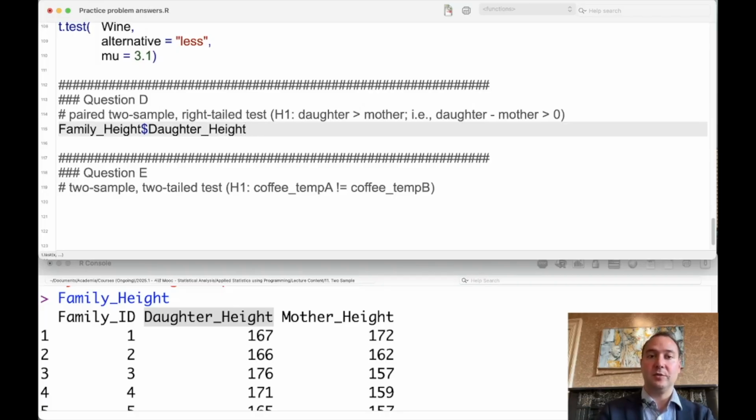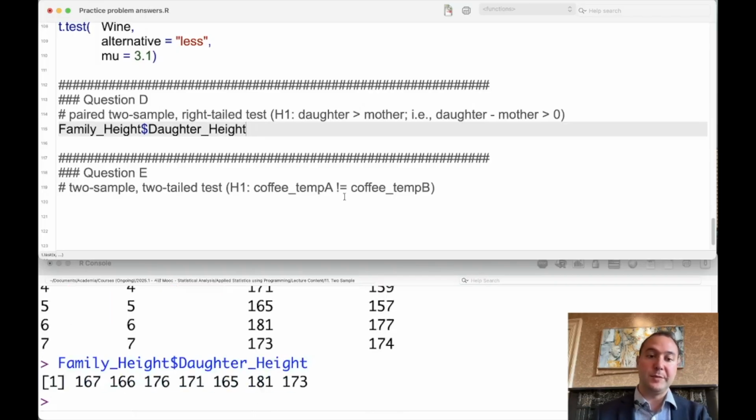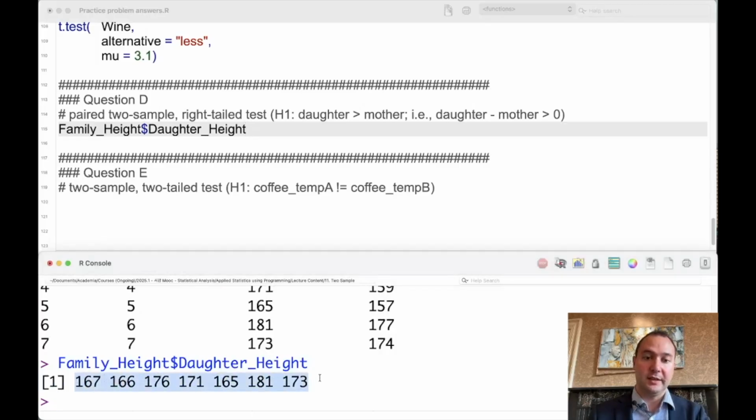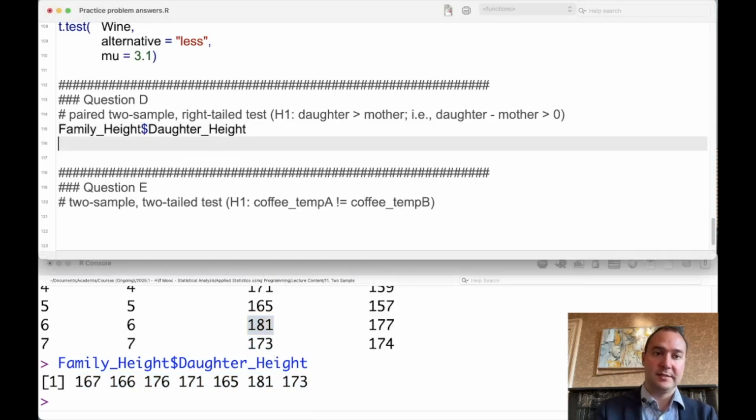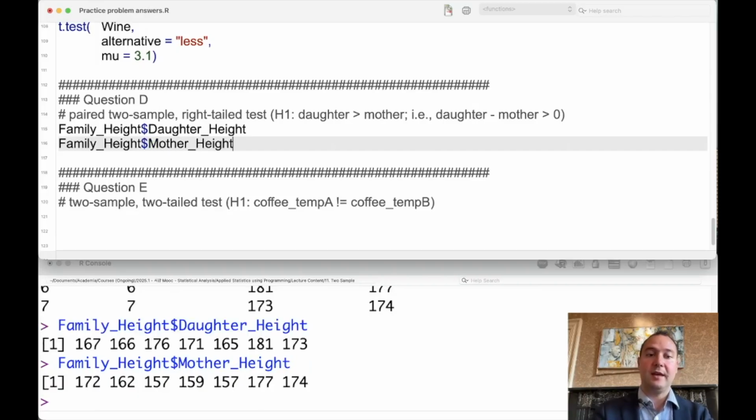So if I run this code, it gives me just those daughter heights here. If you can see, 173 is the last value, 181 was the previous value. All right, so there's my X sample. There's my first sample. My second sample is family height from the same data set, but this time I want the mother height. Let's check that. There are my two values.